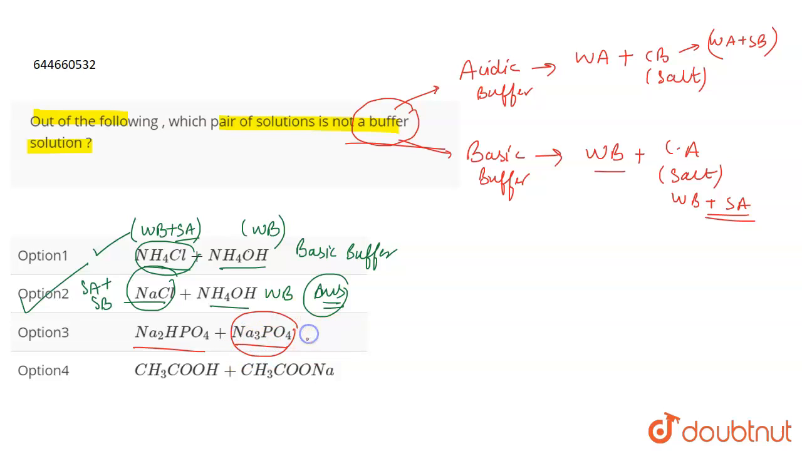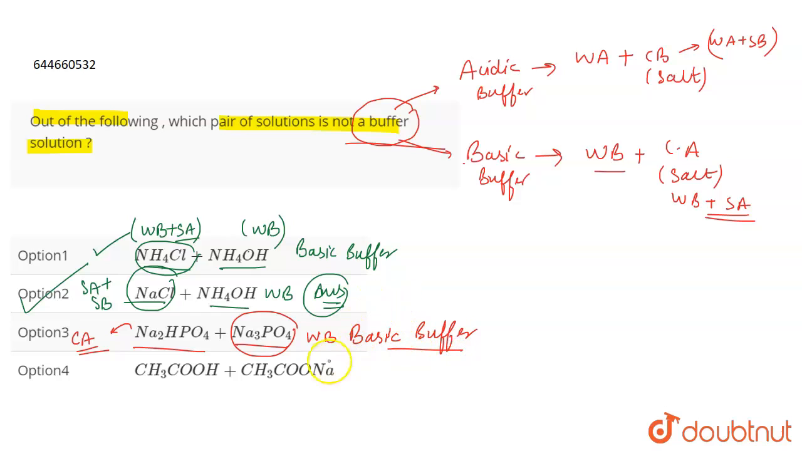The next is Na2HPO4 and Na3PO4. Now in this case again, Na3PO4 is a weak base, whereas Na2HPO4 is again a conjugate acid of this weak base, right? This is a conjugate acid because we are adding H plus to it and it's becoming a conjugate acid of the base. Therefore, this is going to form a basic buffer. So this also cannot be the answer.